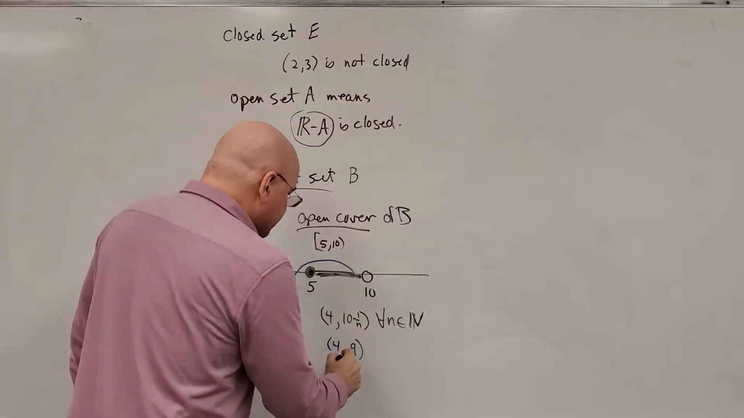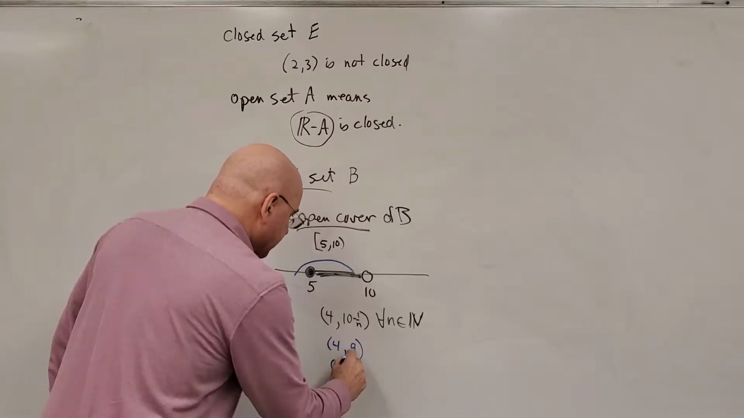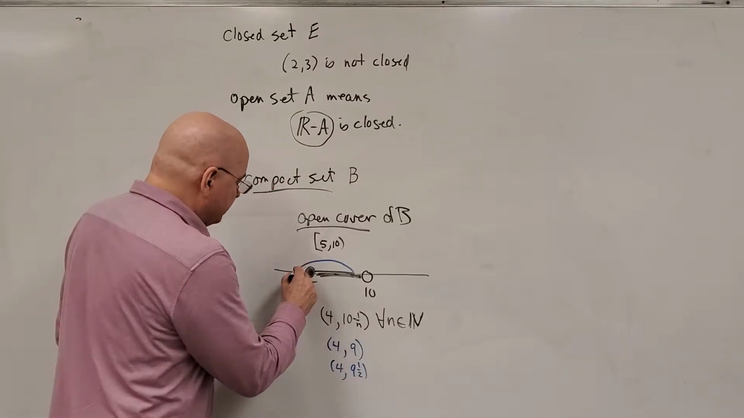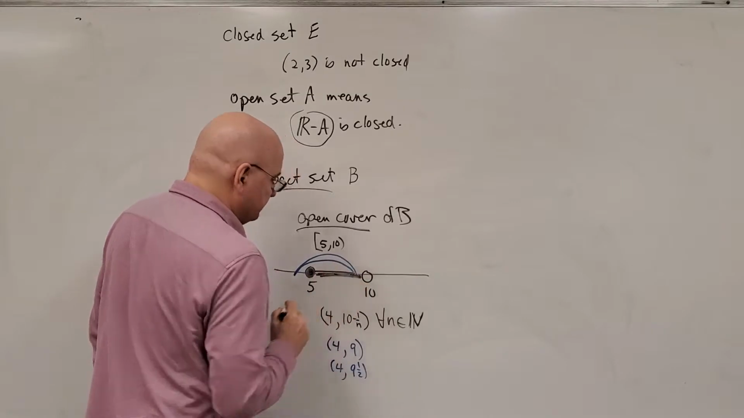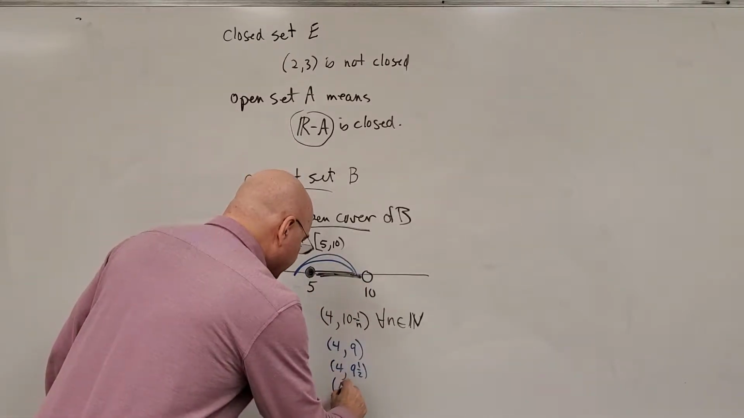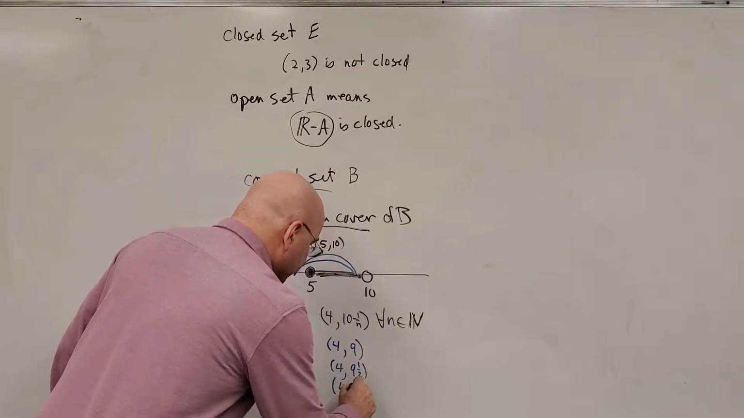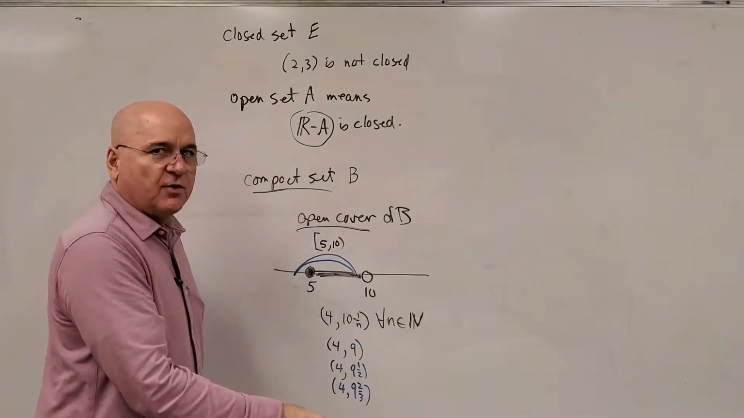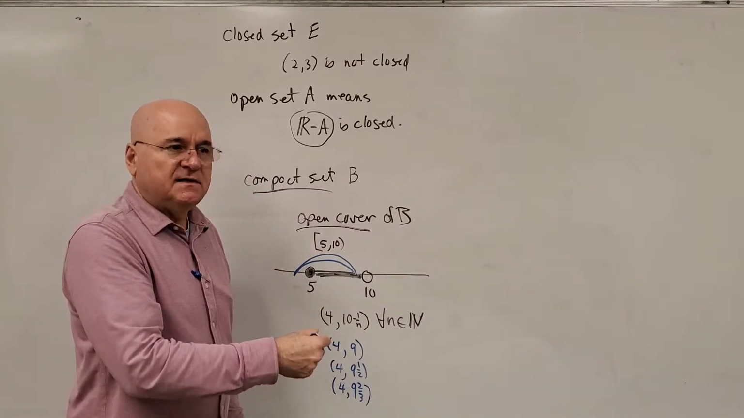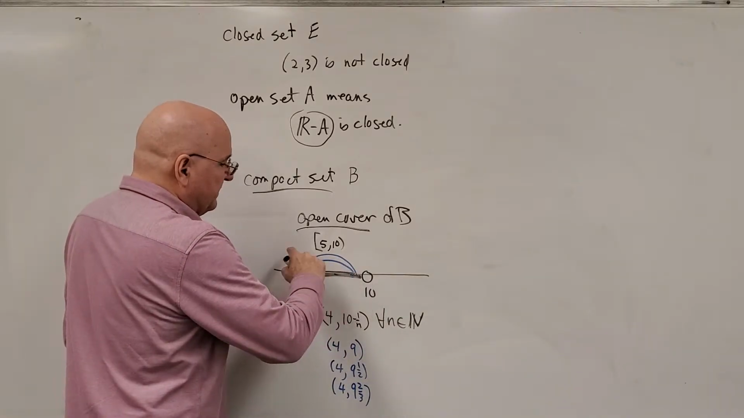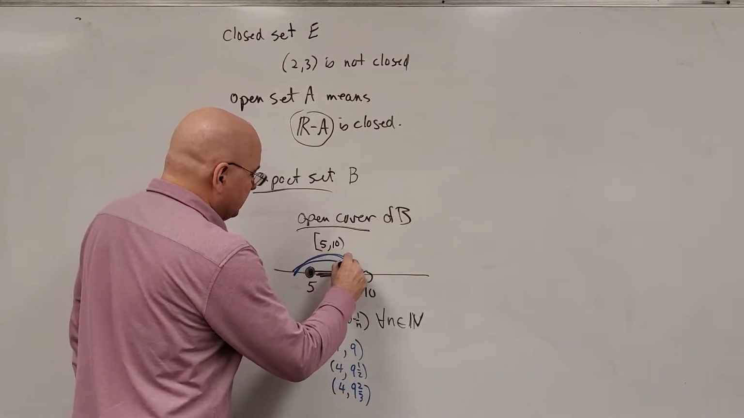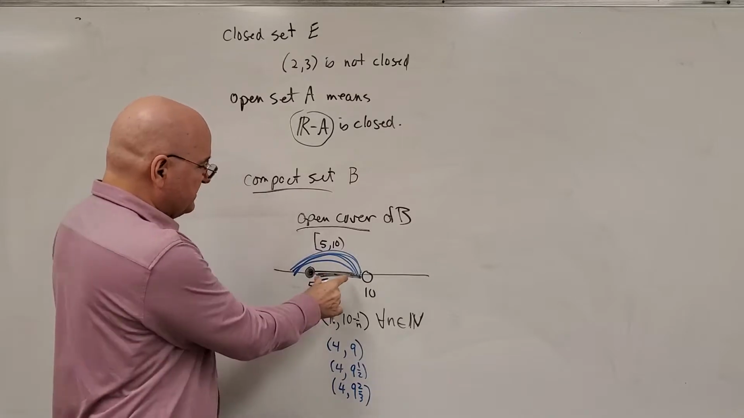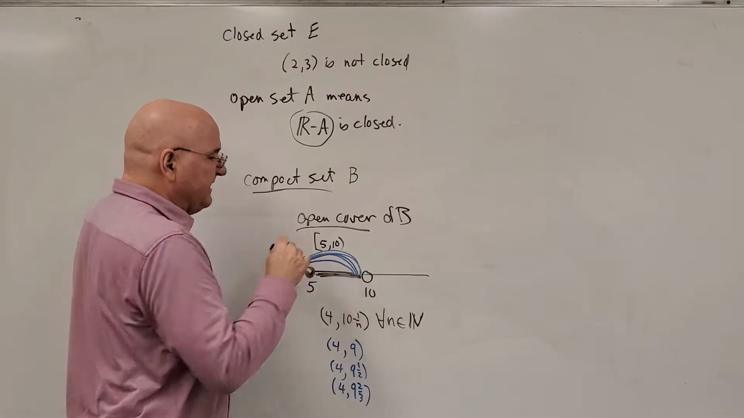Now, if I make n equal 2, we get 4 to 10 minus a half, which is 9 and 1/2. So the next set goes even farther. And the next one would be 4 to 10 minus 1/3, which would be 9 and 2/3. And then it would go 4 to 9 and 3/4, 9 and 5/6, 9 and 6/7. The union of the infinite number of these sets would eventually cover this entire interval. In other words, the interval from 5 to 10 will be completely contained inside that union.